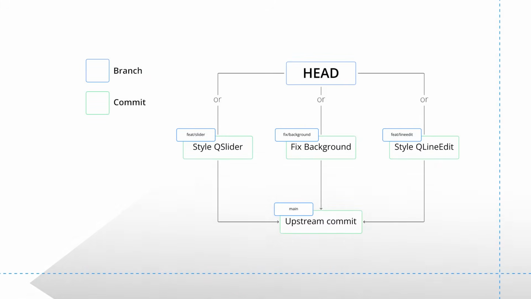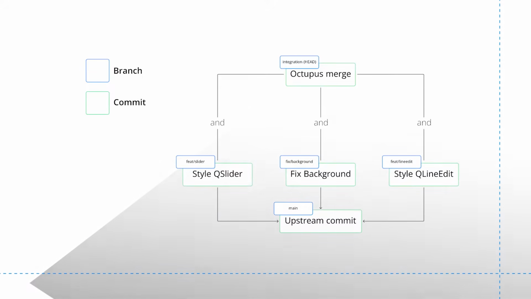In short, instead of working with this kind of commit graph, with multiple branches but only one of them checked out at any time, I work with this, where all my branches are merged together into an integration branch, which is what I see in my working directory. In this video, I'll show you how this workflow works and how to adopt it.